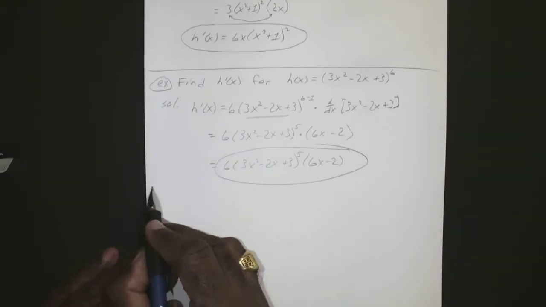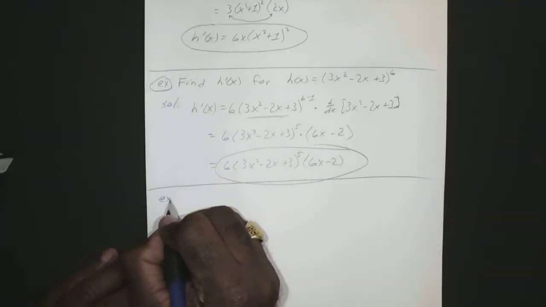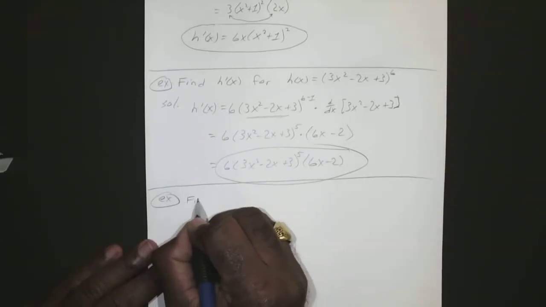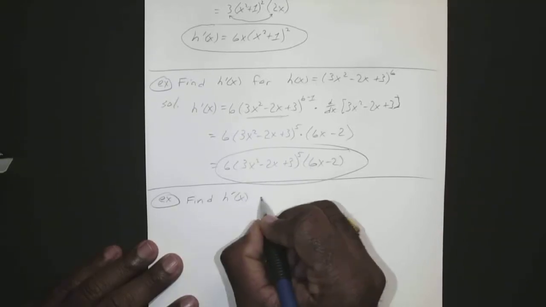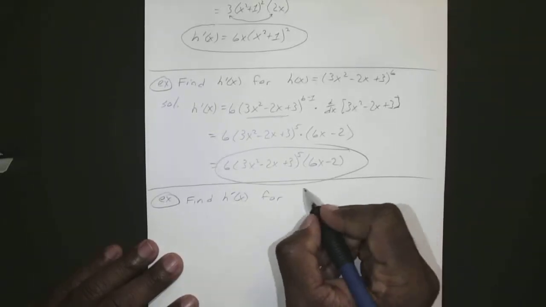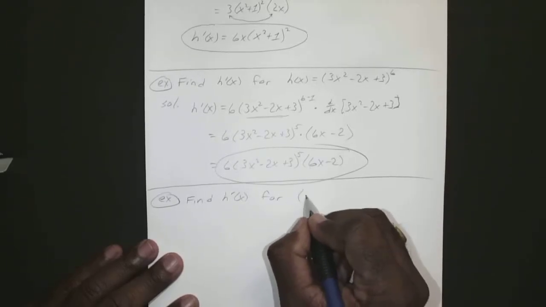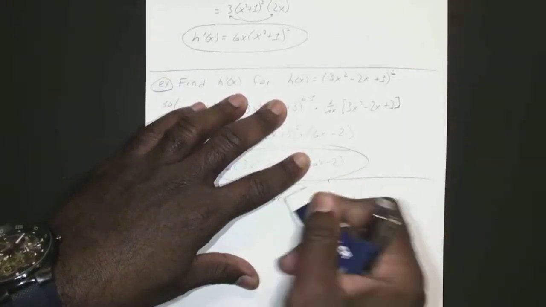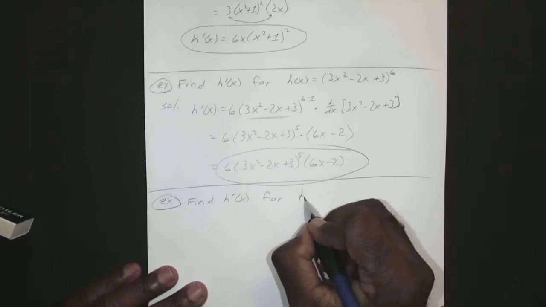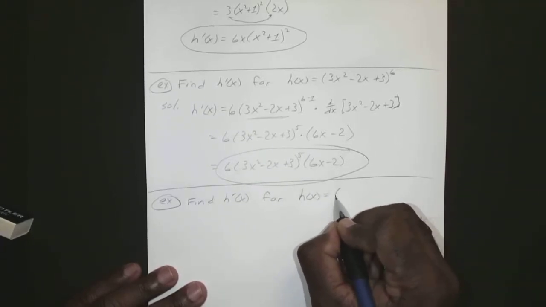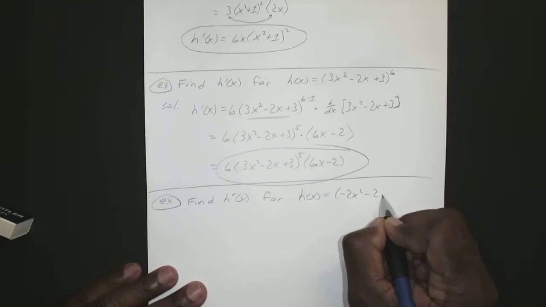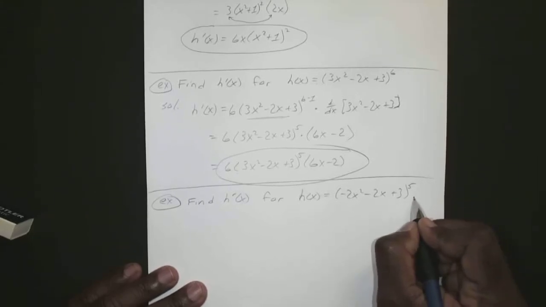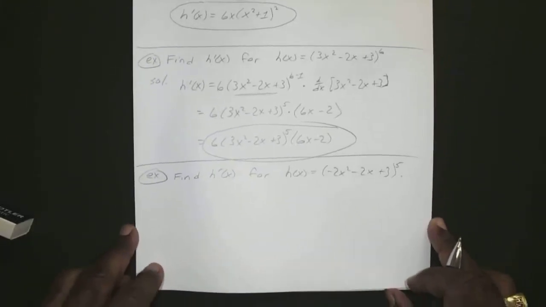All right, so if we have the example, if you want to find h prime of x for, let's say, h of x equals negative 2x squared minus 2x plus 3 to the 5th power. All right, and I'll give you a few minutes to start on that one.